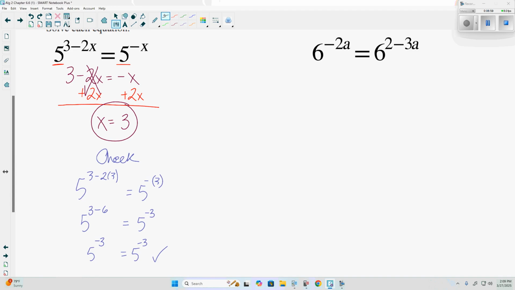Questions on the first problem? Our next one, 6 to the negative 2a is equal to 6 to the 2 minus 3a. Are the bases the same? Yeah, they're both 6. Do we have one on either side? Yeah, one base either side. So the only way this works is if negative 2a is equal to 2 minus 3a.